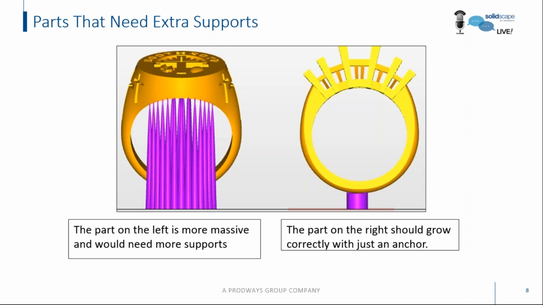Massive parts with large cross sections per layer will risk delaminating or layer separation, falling off of the build platform, or just failed builds. Massive parts need more supports, even when they're anchored to the plate. Parts that have large cross sections, again, need more supports. Notice the model on the left needs more supports than the simple and lighter model on the right, which just can get away with an anchor.